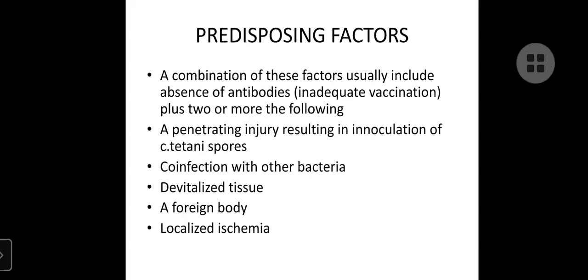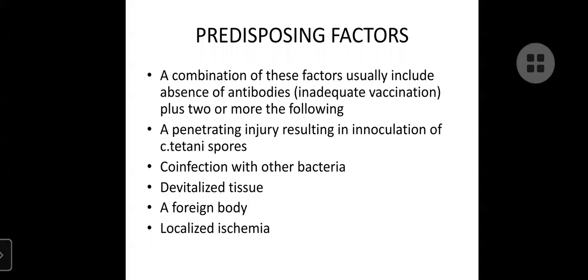So because Clostridium tetani cannot grow in healthy tissues, we will need some factors to be present in order for tetanus to manifest. So there should be an absence of antibodies, that is an inadequate vaccination history, plus one or two of the following.